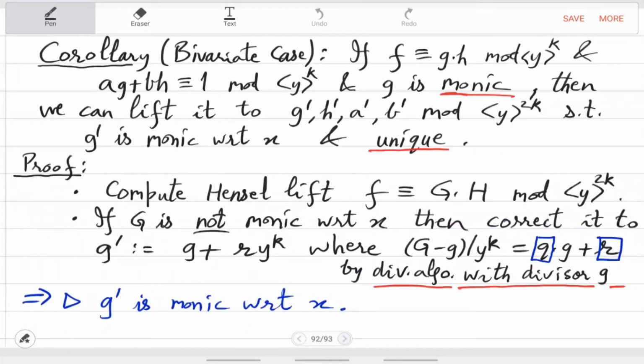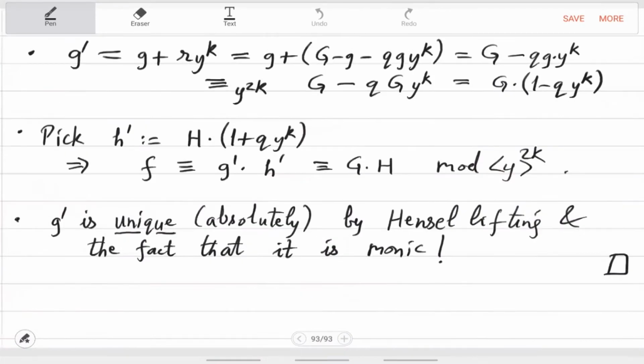So in the bivariate case, the application gives you a mod y to the k factorization to a mod y to the 2k factorization, which will continue to be pseudo coprime, and G will be monic, and this G prime will actually be absolutely unique, not up to units, there will be only one option for G prime. So that also we completed. Any questions?